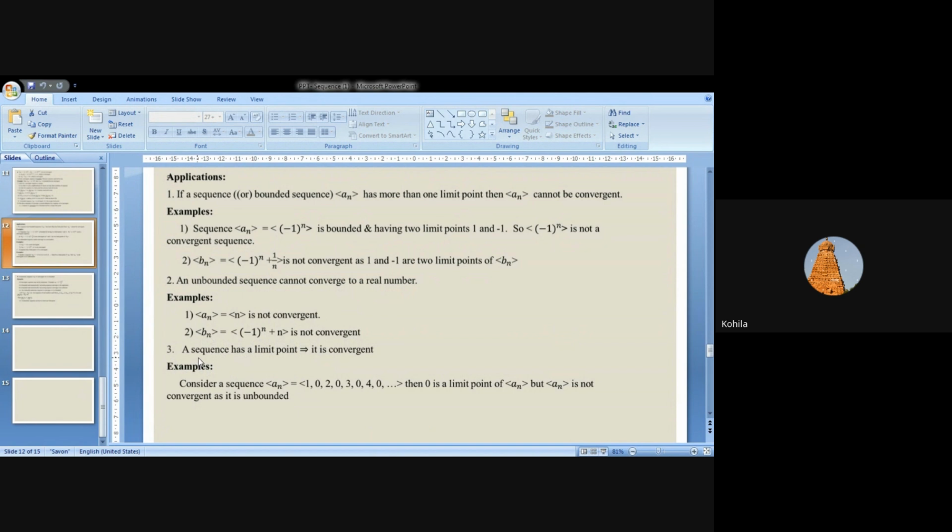The third one is that a sequence has a limit point, but it is not convergent. Look at this example. Consider a sequence. There is a limit point 0, but a_n is not convergent. Try to find it. Just having a limit point does not mean the sequence must be convergent, but if it is convergent, it will definitely have a limit point. Remember this a little more.